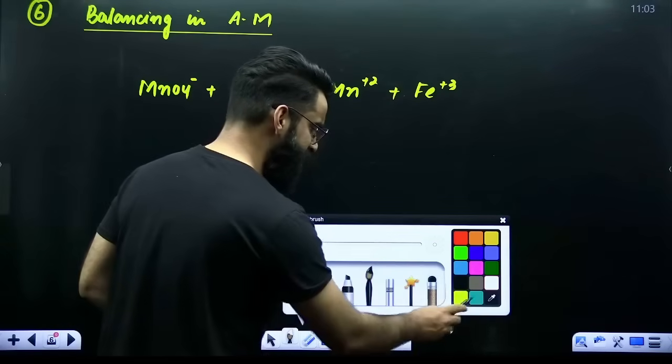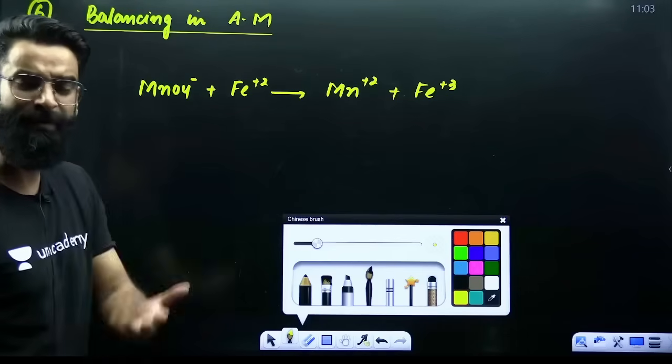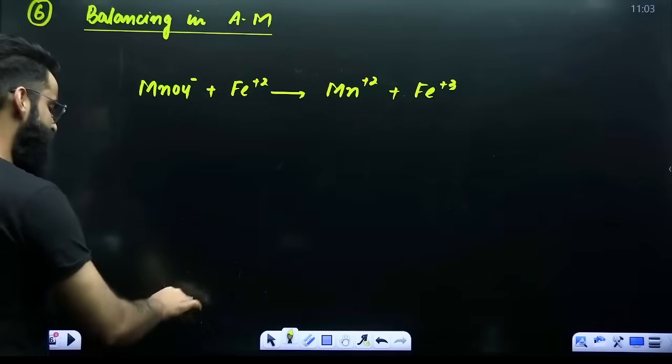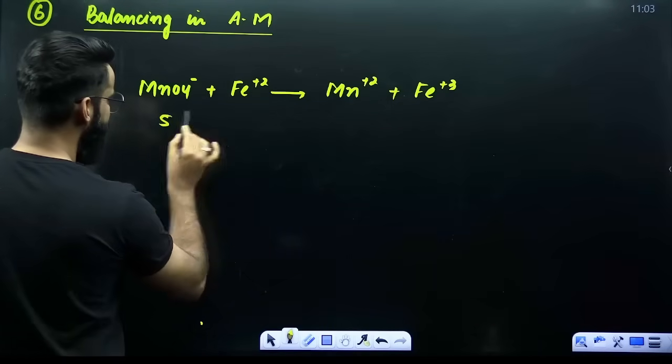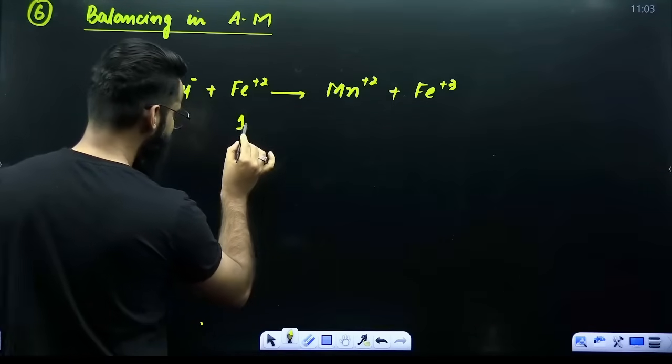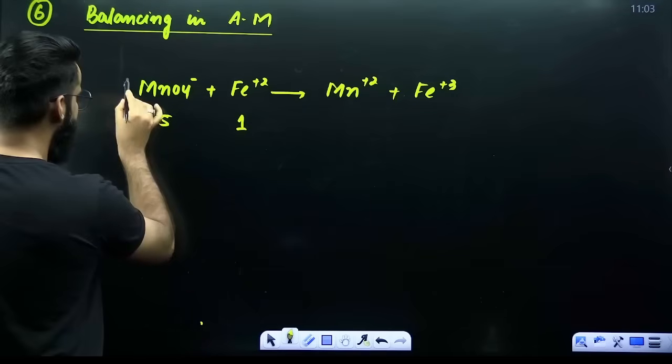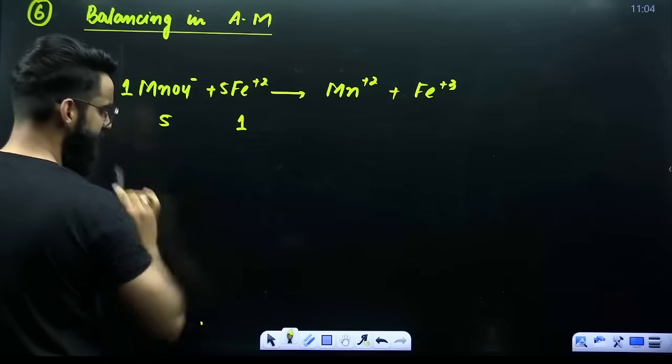One more frequently asked question, that is balancing in acidic medium. How do we balance the reactions in acidic medium? My dear students, one simple technique I'm telling you. First of all, get the n factor of MnO4 negative, that's 5. N factor of Fe2+, that's 1. Crisscross these n factors, make this 1 as the coefficient here, make this 5 as the coefficient here.